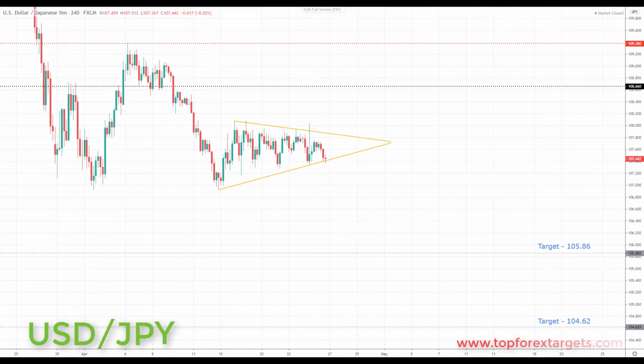So the next market we're going to look at is US dollar Japanese yen. Now the US dollar Japanese yen pretty much hasn't gone anywhere since the 15th. Over here you can see we've just been coiling in this kind of wedge shaped pattern. The opportunities have been actually non-existent in this market.